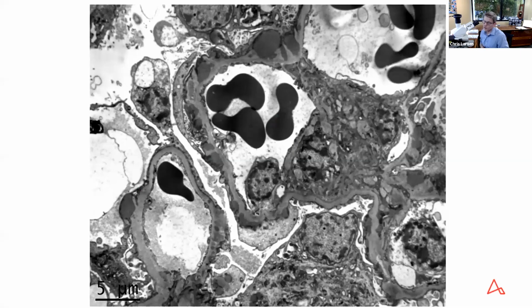So we get to the electron microscopy and see more clearly what we were seeing by light microscopy. Here's a glomerular basement membrane, mesangial region, red blood cells, podocytes, large deposits sitting on the subepithelial aspect of the glomerular basement membrane. So here they are. Even some of them you might say have a hump-like configuration. It's not uncommon to find that. So what's going on here?